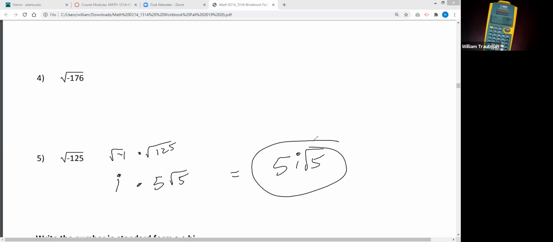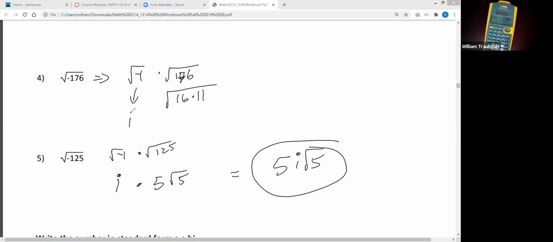The goal when you simplify radicals is to get as much stuff out as possible. Let me show you the long way in number 4. Square root of -1 times the square root of 176. Well, 176 is 16 times 11.